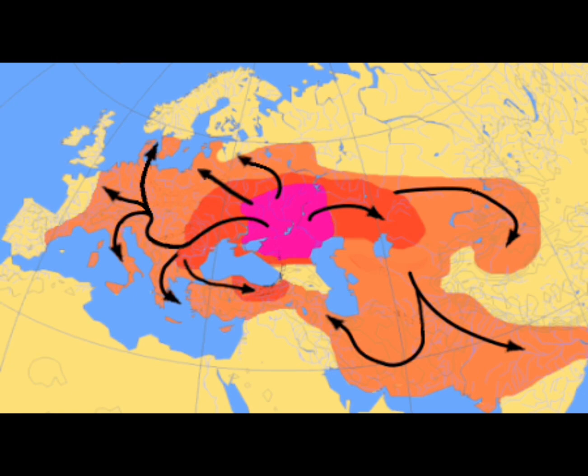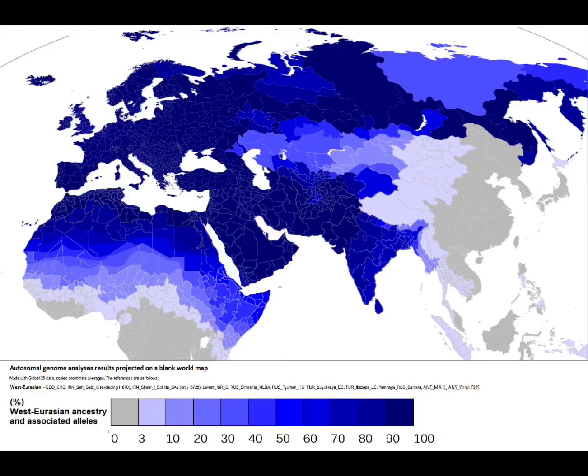These expansions amplified certain genetic profiles. When you sample modern populations, those amplified signals show up as the West Eurasian cluster. But that cluster isn't a discrete biological group. It's the result of geography, demography, and historical population growth.